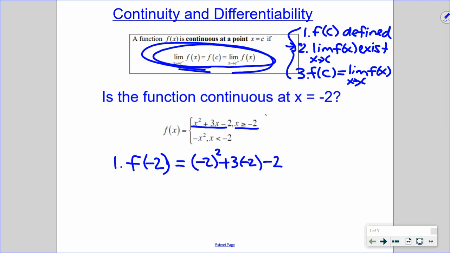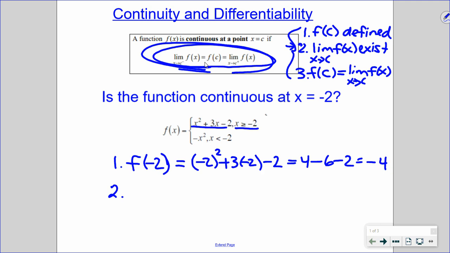Okay, so let's work it out. -2 squared is 4. 3 times -2 is -6, and then -2. Work it left to right. We'll have 4 minus 6, which is -2. -2 minus 2 is -4. All right, step 2, we have to evaluate the limit as x approaches -2.